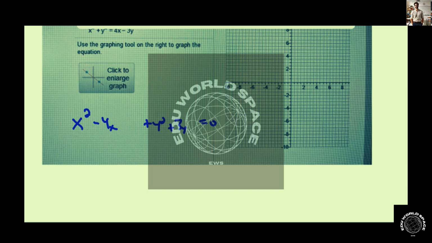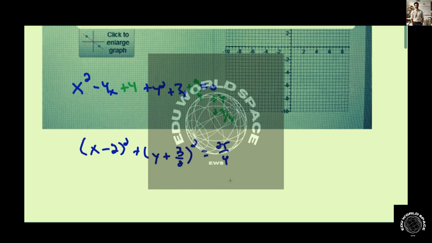Half of -4 is -2, squared is 4. You have to add that to the right-hand side as well. Half of 3 is 3/2, squared is 9/4. So now we've got (x minus 2) squared plus (y plus 3/2) squared equals 25/4. That would be 4 plus 9/4, because 4 is 16/4, and 16 plus 9 is 25.